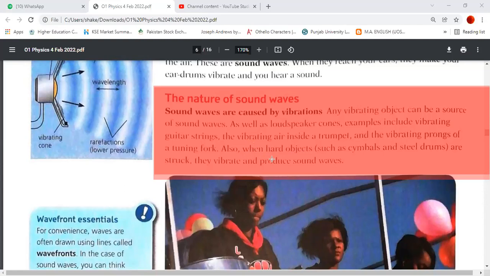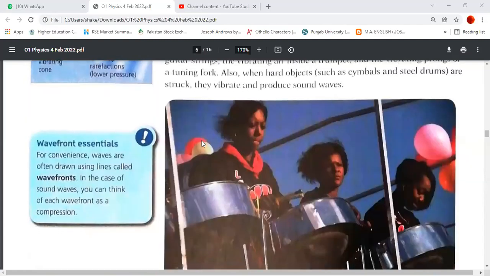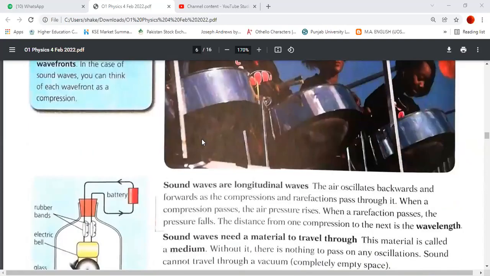Also, when hard objects such as cymbals and steel drums are struck, they vibrate and produce sound waves. I hope this concept is clear to you.